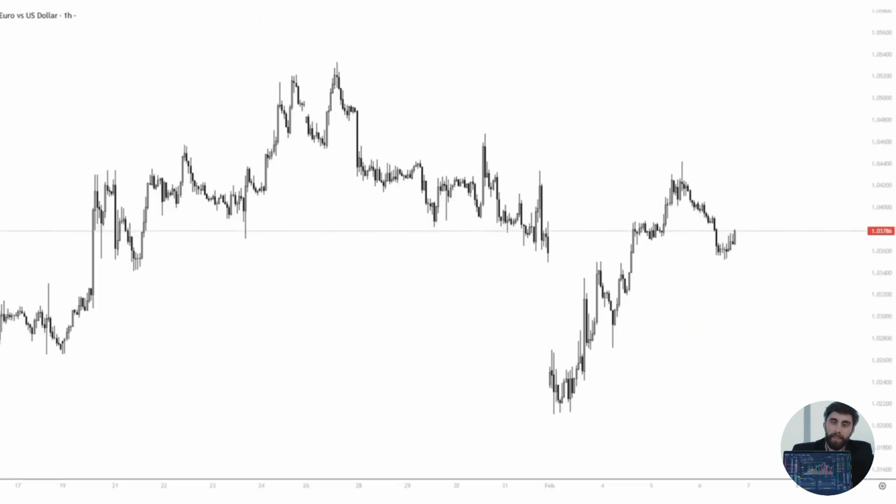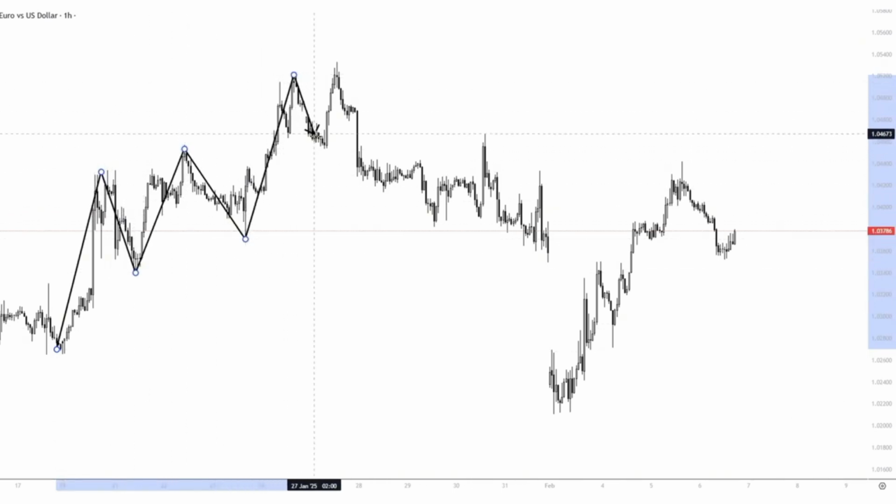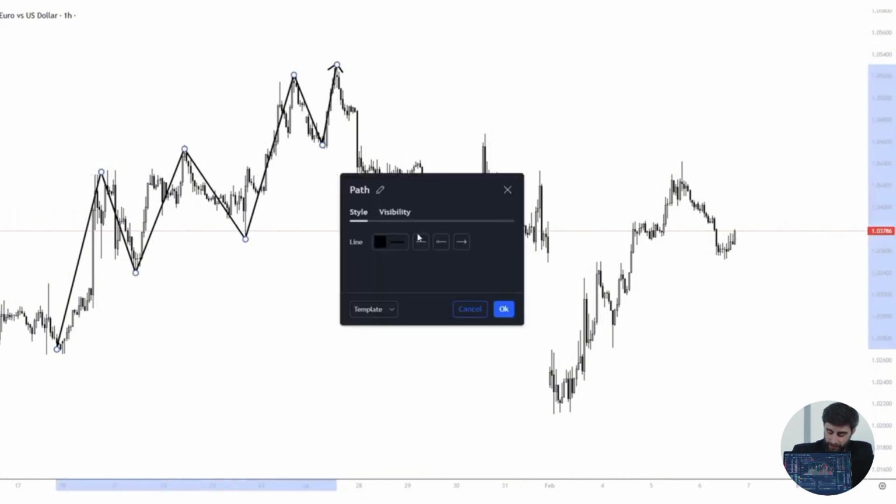So let's see on the euro-dollar. This is the 1 hour chart. What we can see on this market structure is that this certain market was following an uptrend based on its characteristics of higher highs and higher lows. Let's change the color of the lines to green to make trends easier to observe.